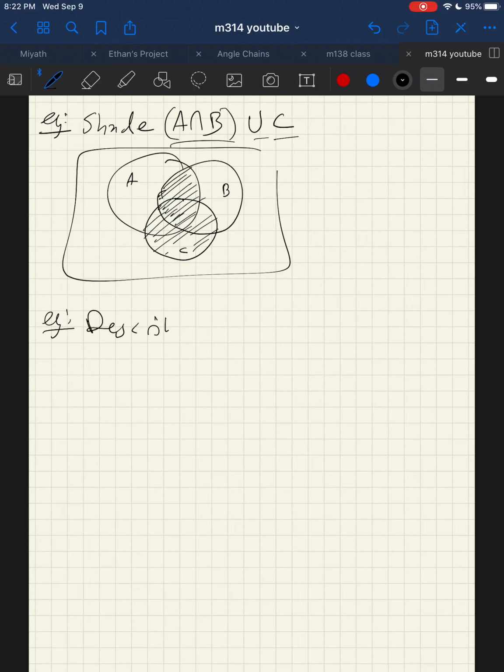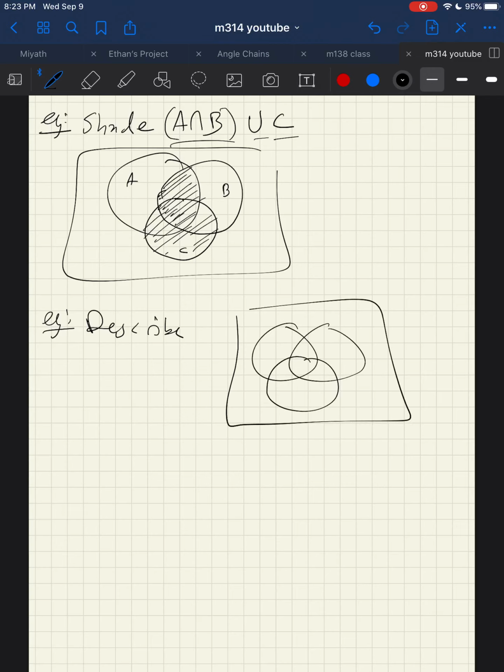Now let's try describe. So I will draw a Venn diagram, I'll shade some stuff, and then you've got to describe it. So we've got A, B, and C. Let's shade these regions. So almost the same as the last one, except I'm going to leave this region out. This region is unshaded. Take a moment. Sipping some tea here.